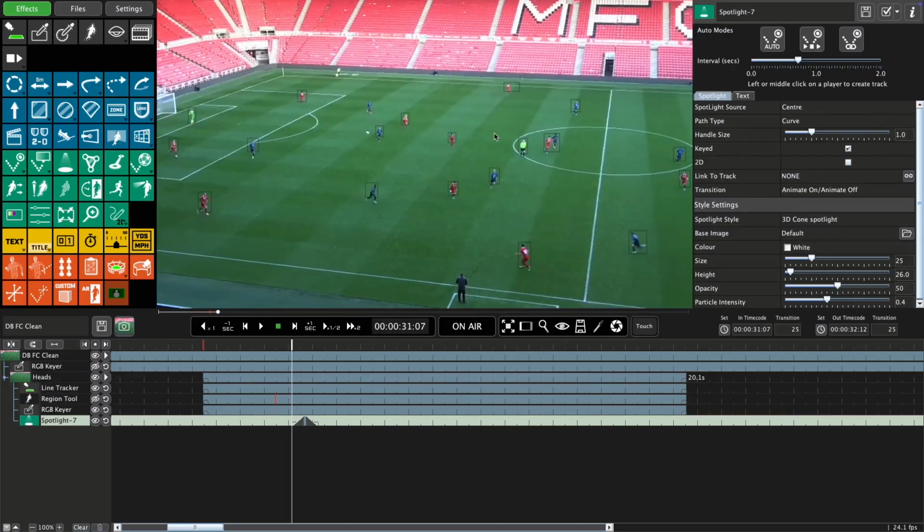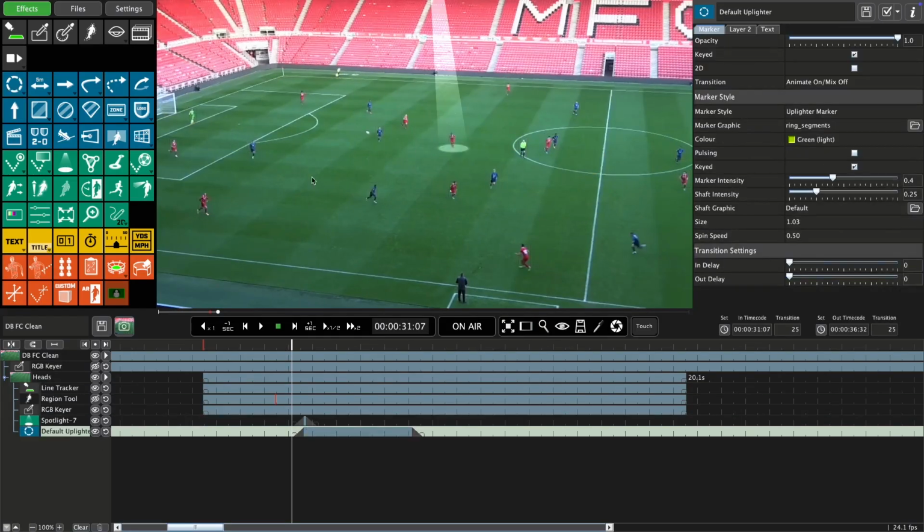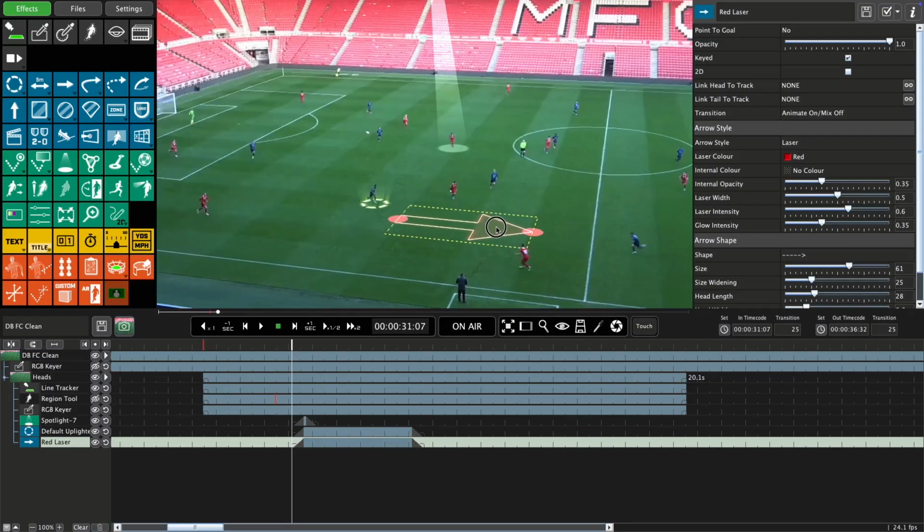In my opinion, glowing effects such as spotlight and uplighter look good in these scenarios. Many effects have a laser style, which can look good in these environments, with the laser spread kept down.